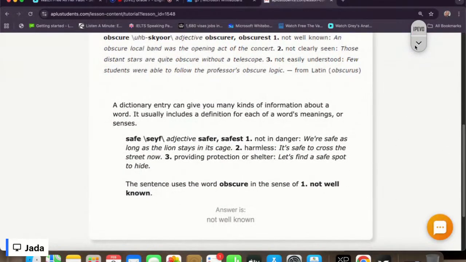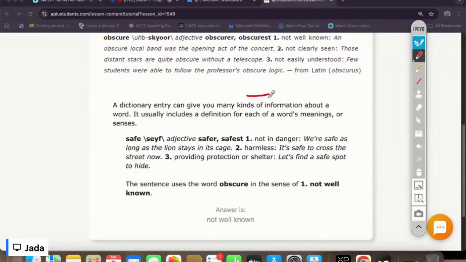So a dictionary entry can give you many kinds of information, like the lesson that we just completed. About a word, it usually includes a definition for each of the word's meanings or senses. For example, we have safe, safer, and safest. So we have different explanations: not in danger, harmless, providing protection or shelter. So a dictionary entry gives you the definition of each word.